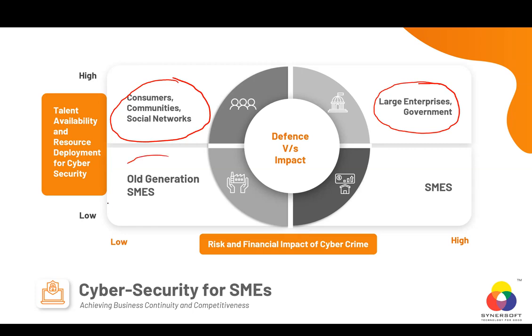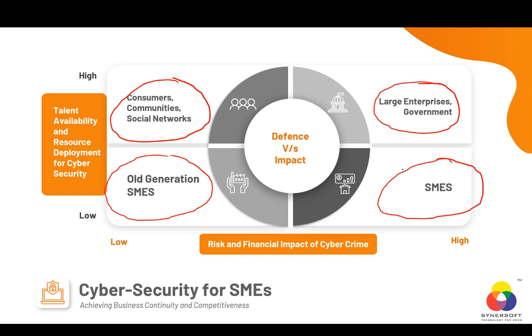A third type of enterprise we have visualized is the old generation SMEs, who have not adopted technology yet. And last is our type of enterprises. They are globally competing, and in order to compete globally, they have to adopt information technology. Now for these four types of organizations, we have tried to understand the availability of talent to provide for cybersecurity. If I want to protect my organization, I need talent and tools.